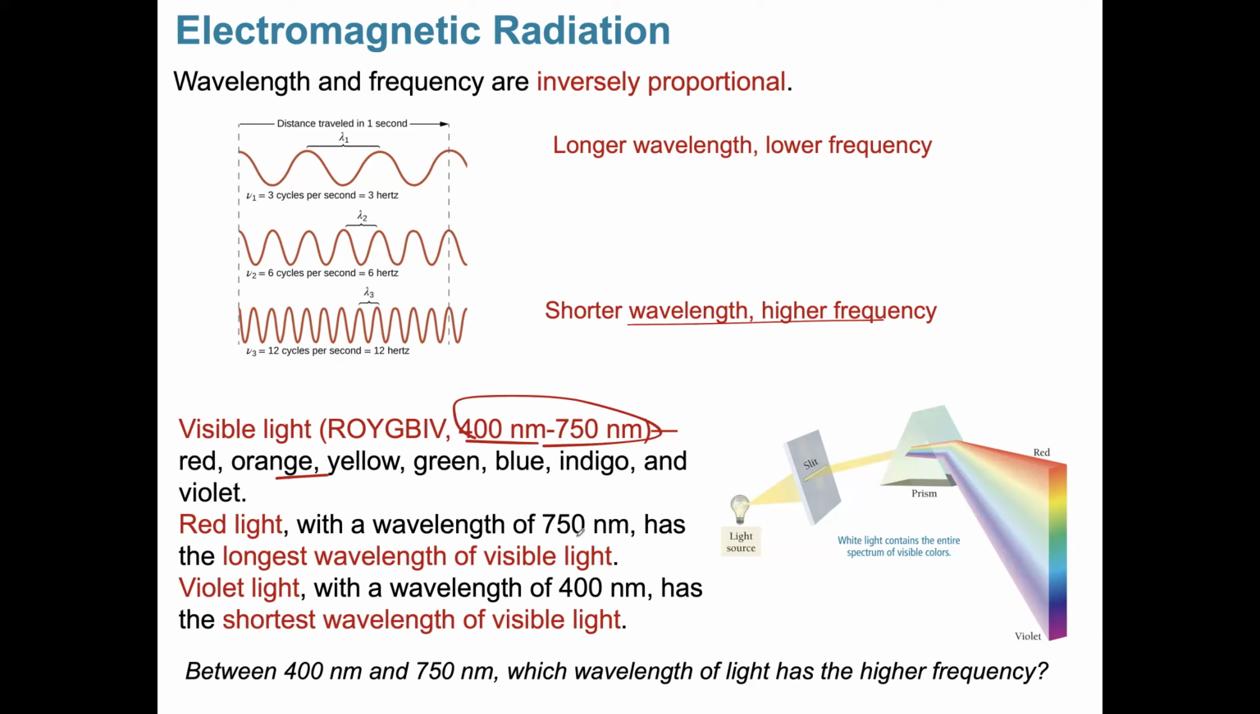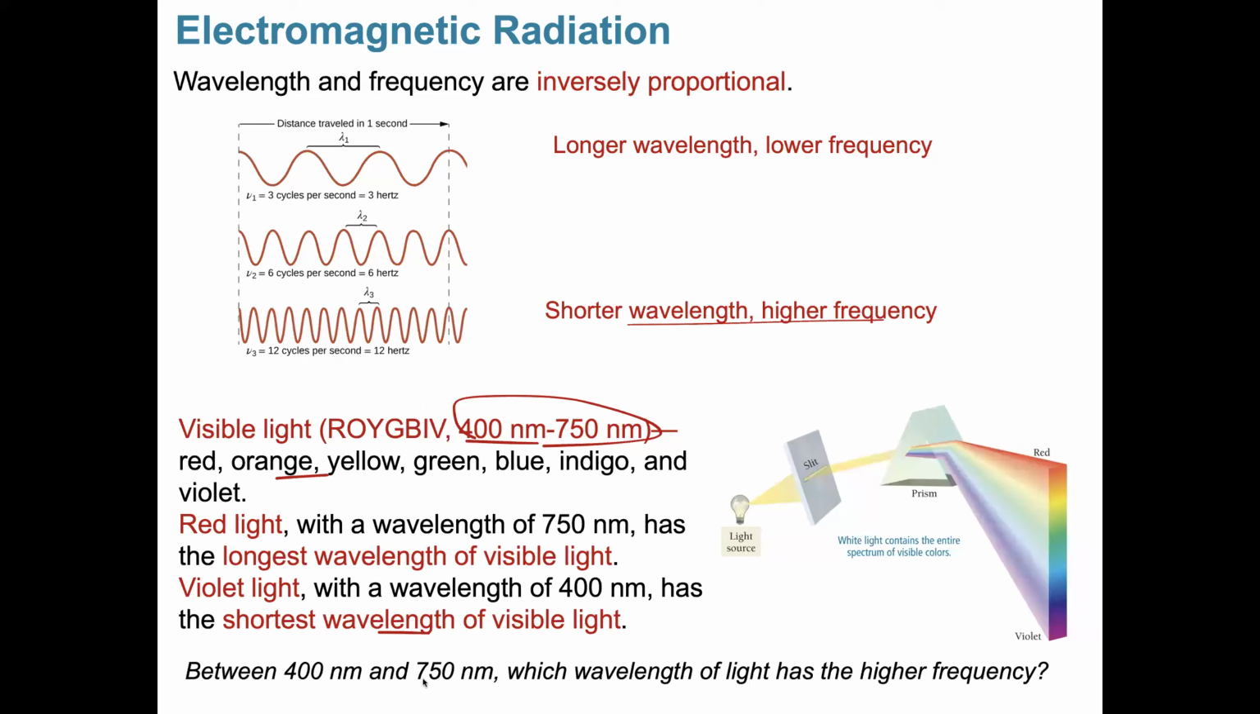So it has the longest wavelength of the visible light. That means lowest frequency in visible light and lowest energy. And violet light has a wavelength of 400 nanometers, the shortest wavelength of visible light. That means it has the highest frequency and highest energy. So violet light is right next to the ultraviolet radiation. Now, if you have a white light source and pass it through a prism, we can separate the different visible lights based on their frequency. That's when you see different colors.